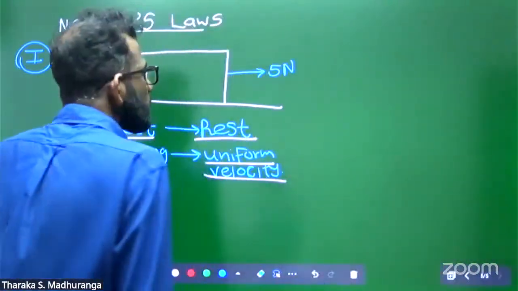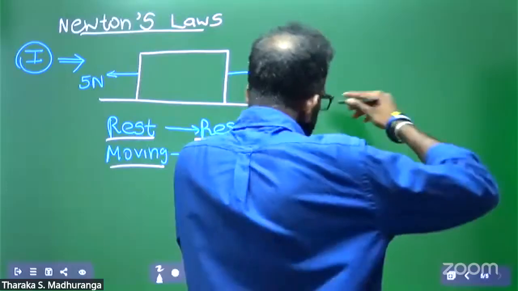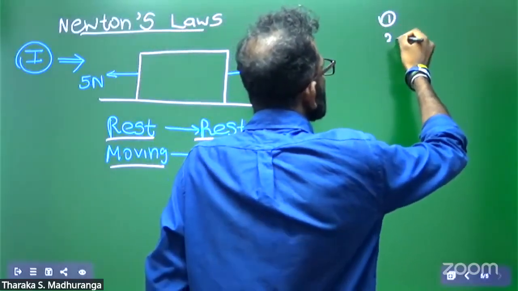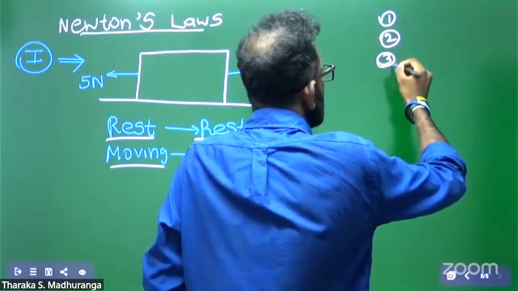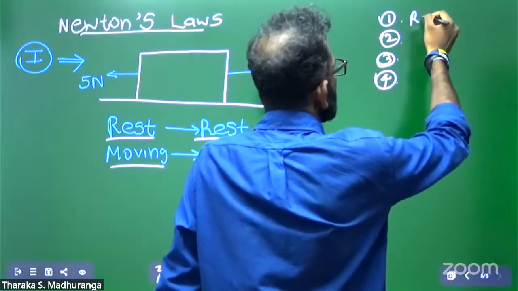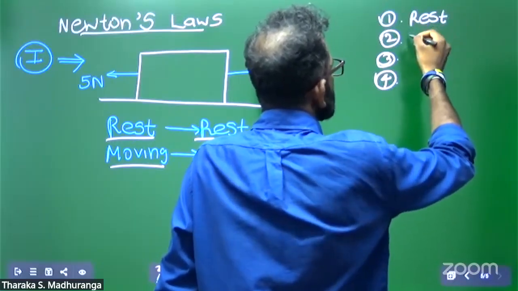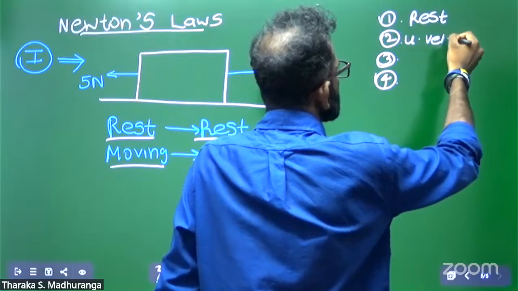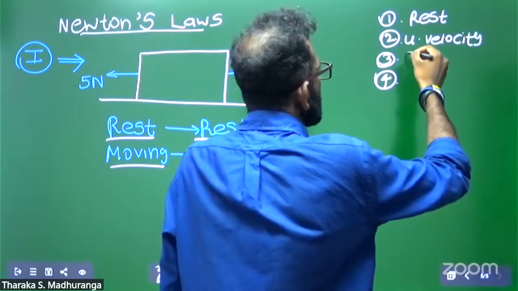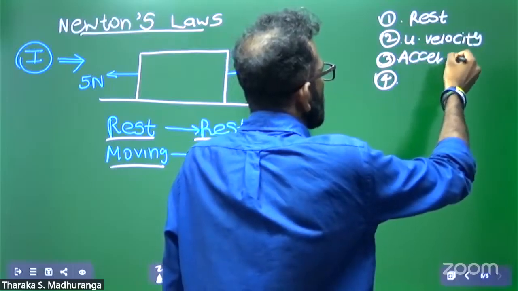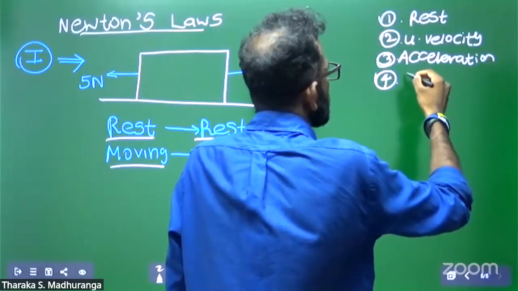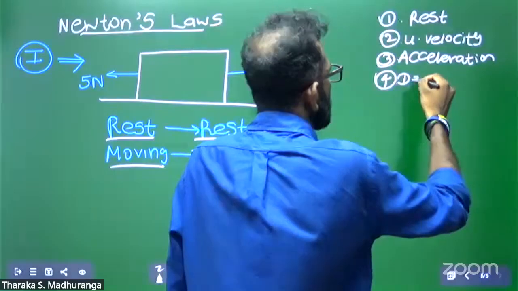As I explained earlier, when we consider any linear motion object, it has only 4 motion types, no? The first one is the object can be at rest. The second one is uniform velocity. The third one is acceleration. The fourth one is deceleration.